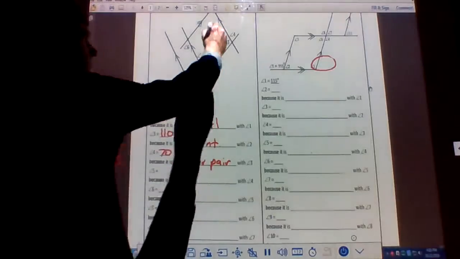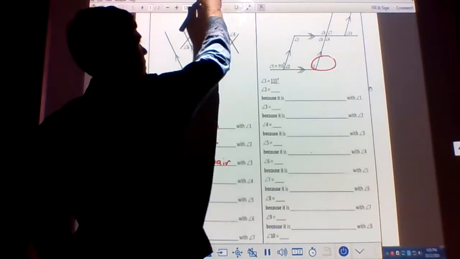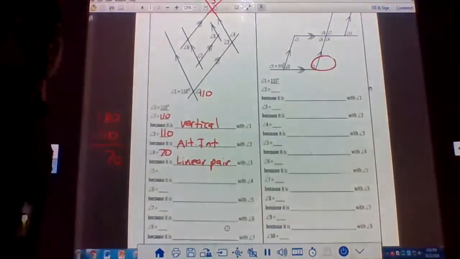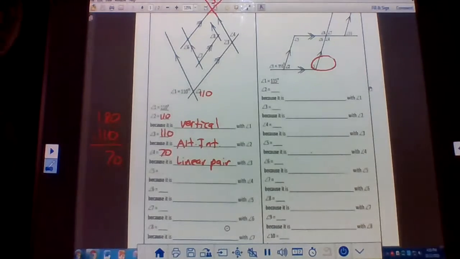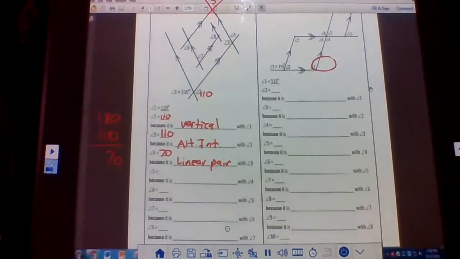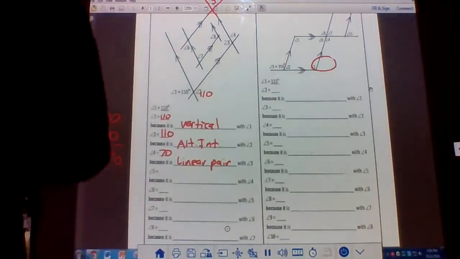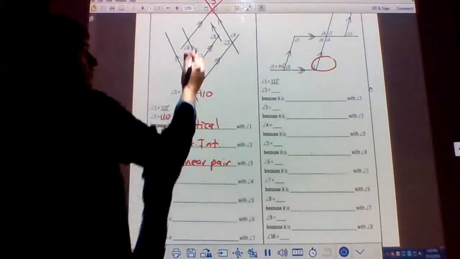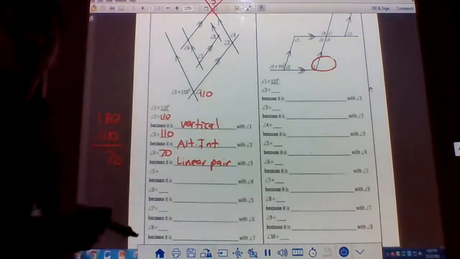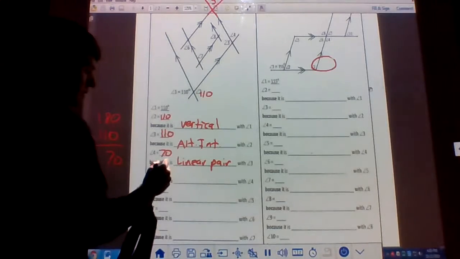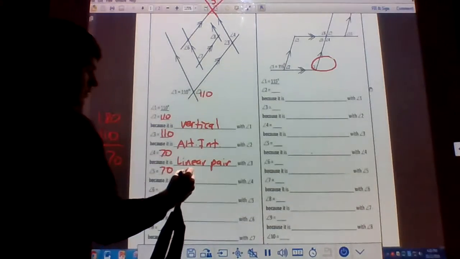Four and five, we can't see five, but five is up here. Those are corresponding. Four and five here would be in the same location of each intersection, so they're going to be corresponding angles, so they're going to be congruent, so that's also going to be 70.